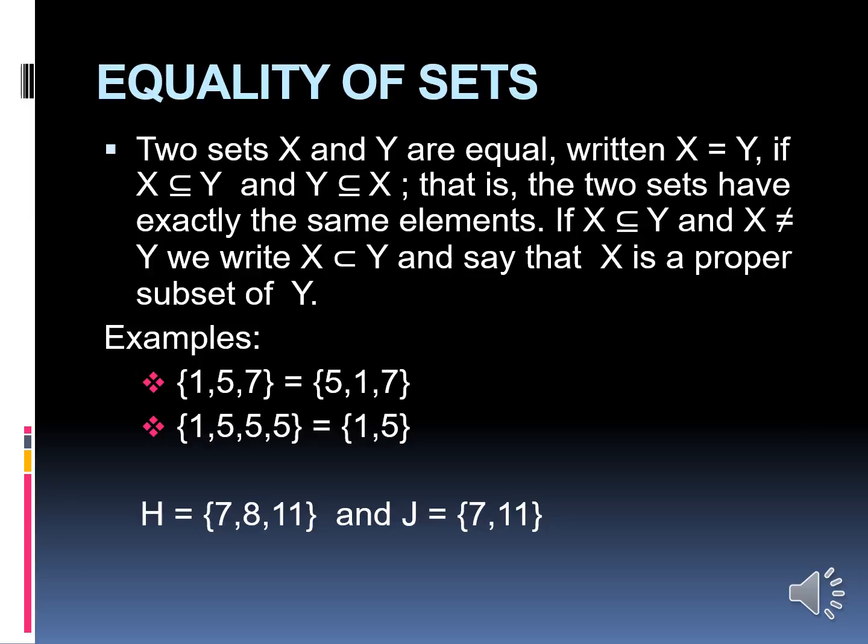If we have H which contains 7, 8, and 11, and J is 7 and 11, sets H and J are not equal because there is an element in H that is not in J.